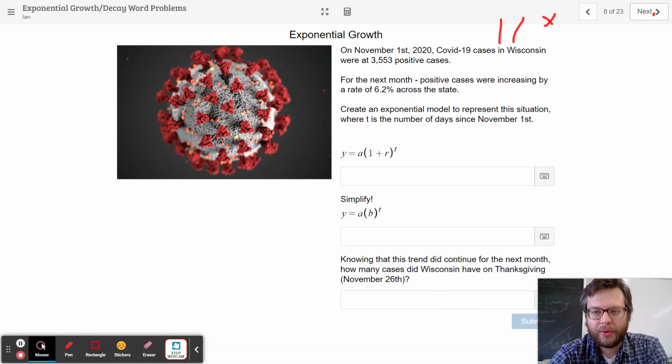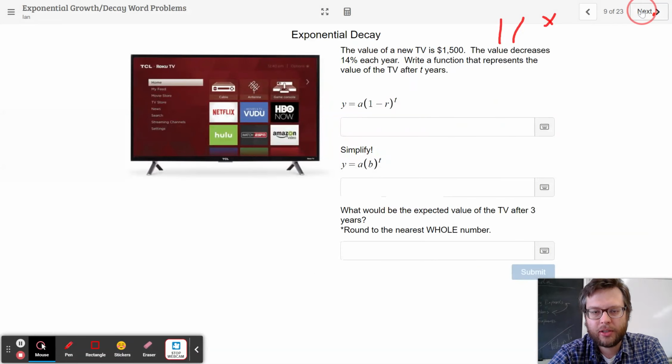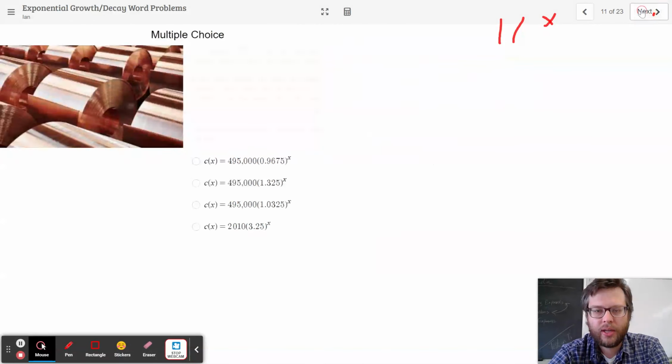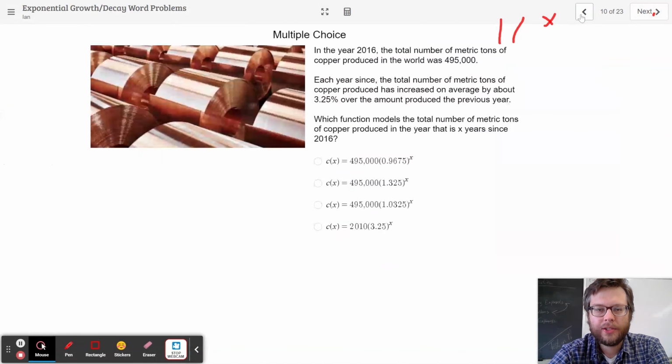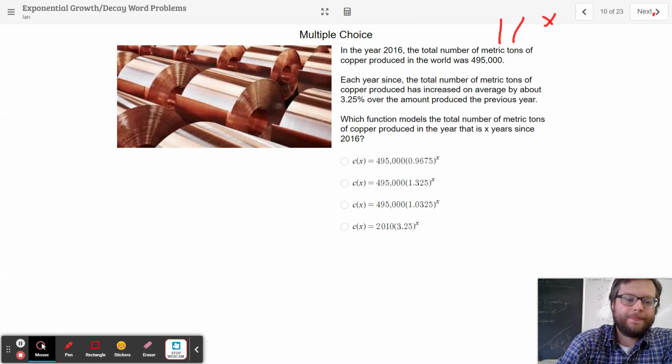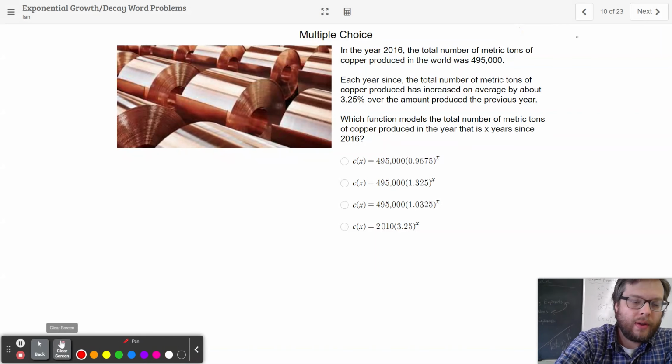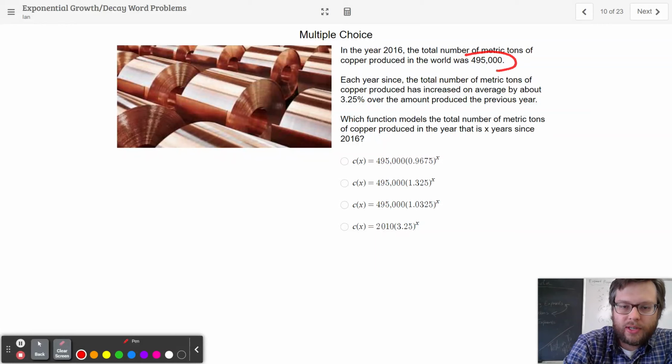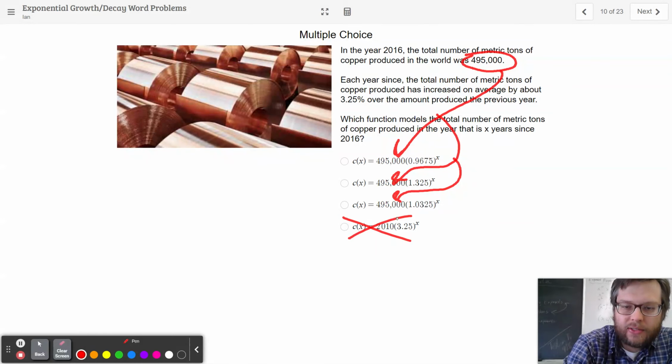After that, here we have just a lot more practice problems of exponential growth and exponential decay. I'll just do a couple of these multiple choice ones to hopefully you get the idea. So we had in the year 2016, we started out with 195,000. So that's going to be one of my B values. So I already can eliminate this. Then each year has increased. So I need a number that's bigger than 1. So I know it can't be that.